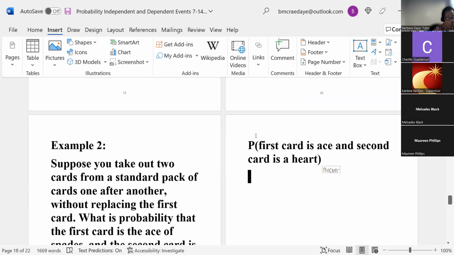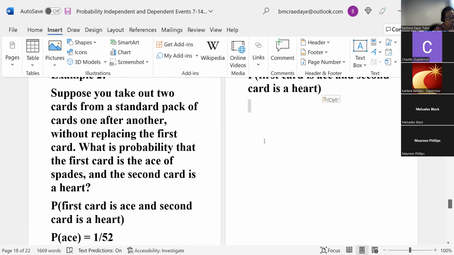So this is multiplication. So the probability would be what? For the first one we got 1/52, the probability we already calculated. And then we have 13/51. Multiply that out. That would be the probability that the first card is an ace and the second card is a heart. So you multiply that out.